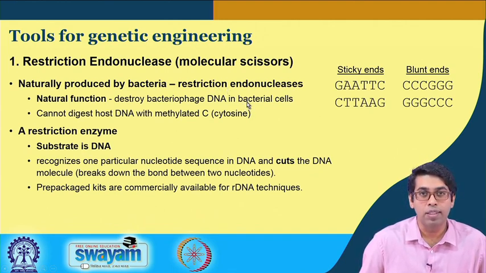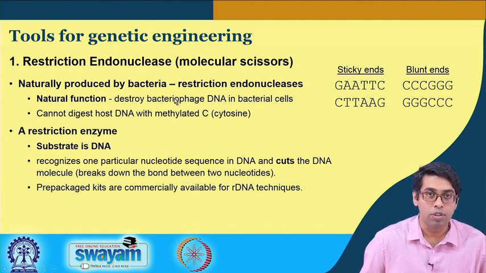Now, these enzymes do not act on the bacterial DNA because the host DNA has methylation on the C base, cytosine. So, the bacterial DNA is not destroyed, but the viral DNA will be destroyed, and we are going to use this particular enzyme to do our cutting job, because as you will see, when you do PCR and other reactions, what you get is a naked DNA which has no methylation or anything on it.